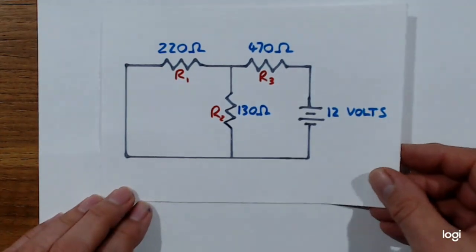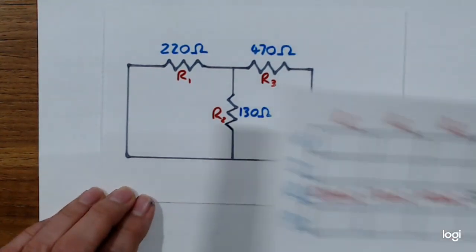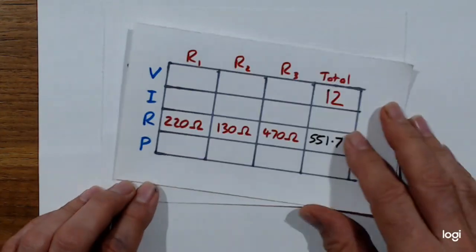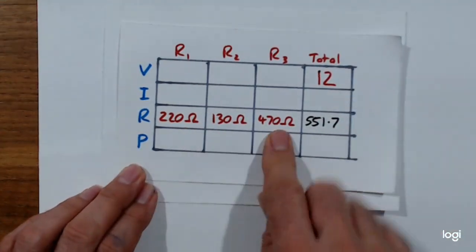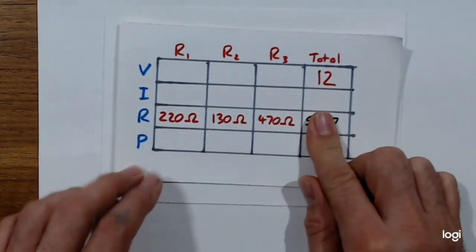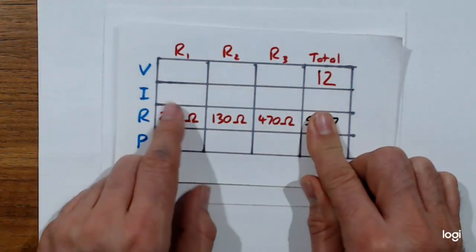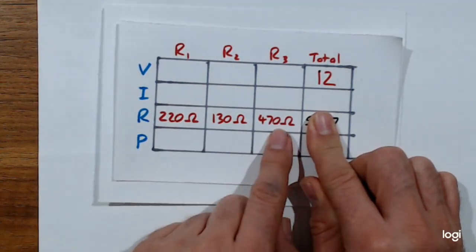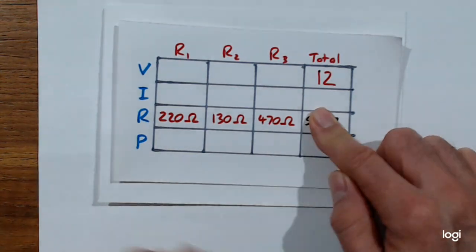All right. And they wanted us to find pretty much everything. So this was the question. They gave us this. We've already got what's in red. And they asked us to find the voltage across all the resistors, the current through all the resistors. They gave us the resistance. They wanted to find the power through everything and the totals.